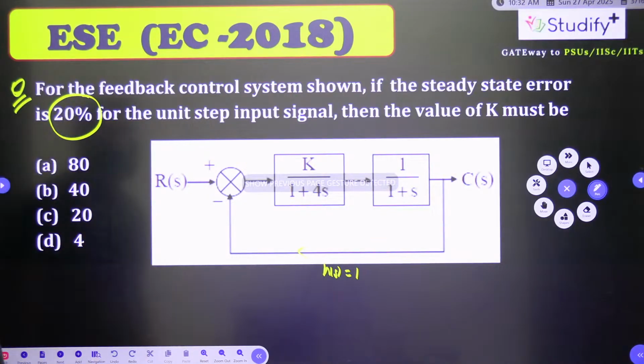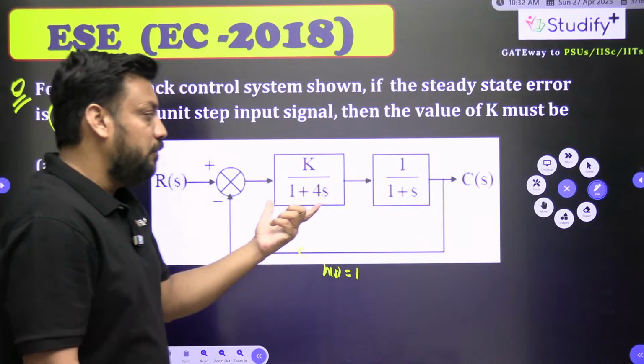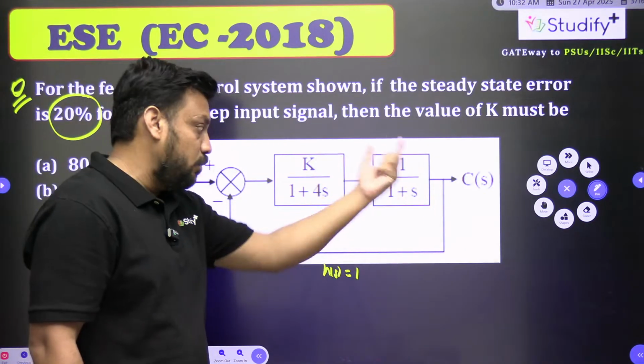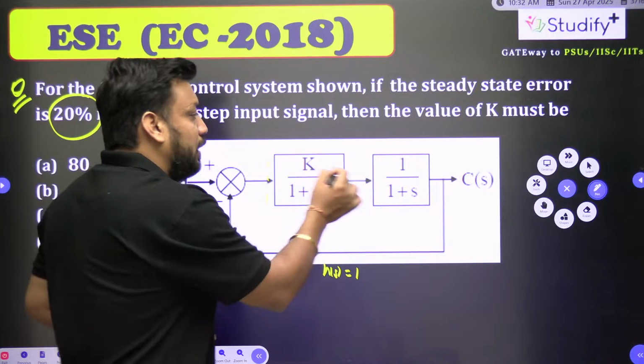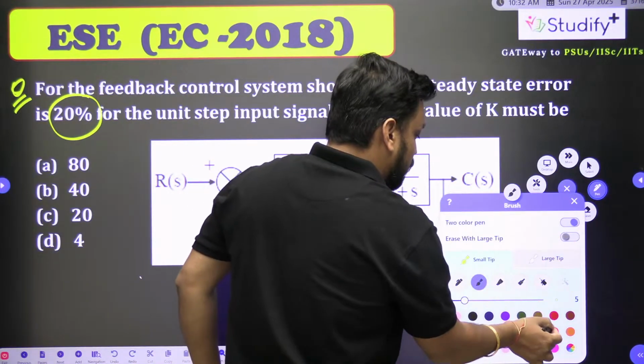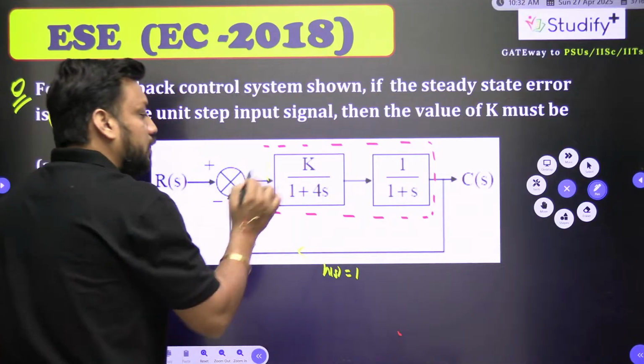Now directly tell me here, can you please comment on the type of this system? We know that in this closed loop system, this is working as a forward path parameter, and if I consider only this part, this will give me the OLTF, this one part.